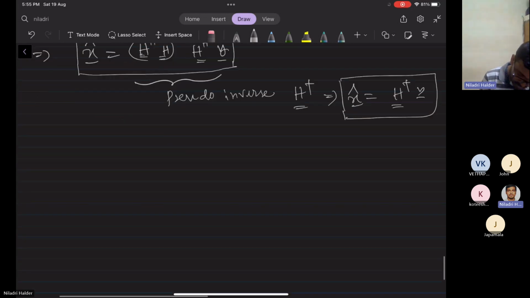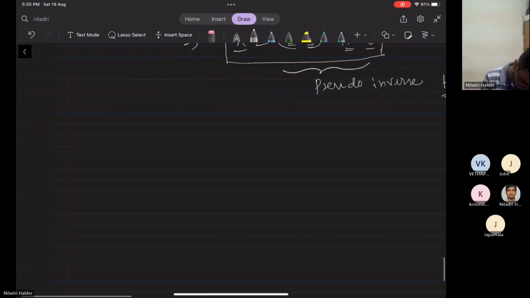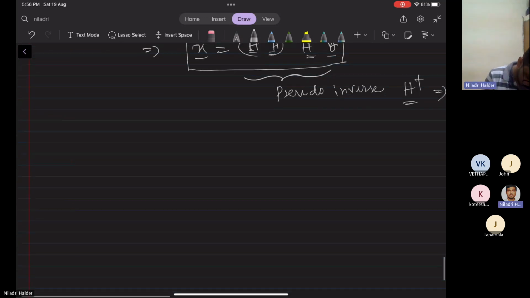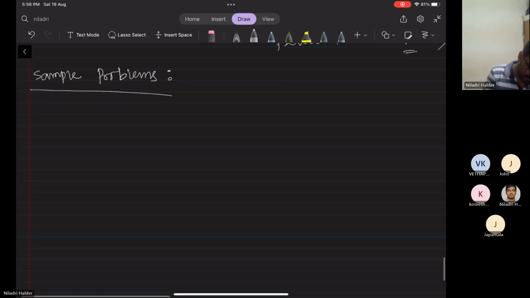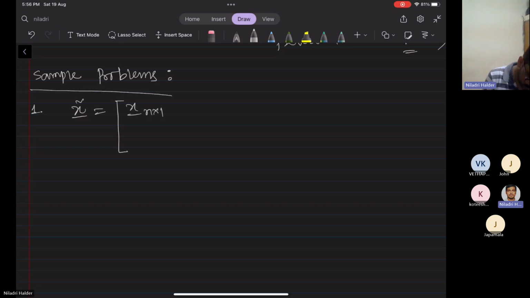So then we'll solve some sample problems now. That's all for all the topics. So now for some sample problems. x tilde is a vector, let's take x as n cross 1, then x n plus 1. So the first one is a vector and the second element is a scalar. So it's an n plus 1 cross 1 vector.